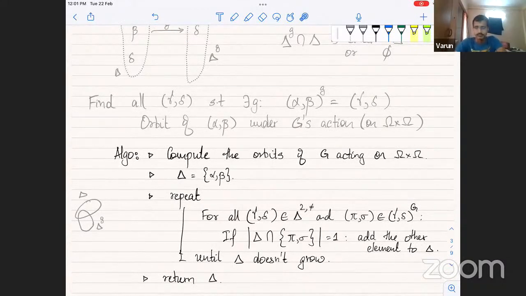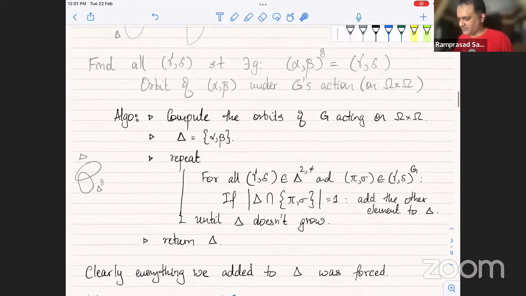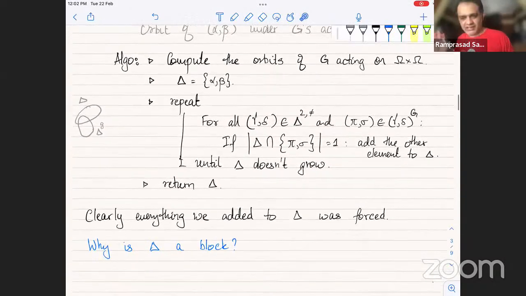Okay, so this is the rough idea of what is happening. Now one thing we need to convince ourselves of is, okay, we are at the end of it. One thing that is clear is that everything that we added to delta was forced to be added to delta. We didn't have a choice there. I mean, if there is a smallest block, it better contain all the elements that we added.